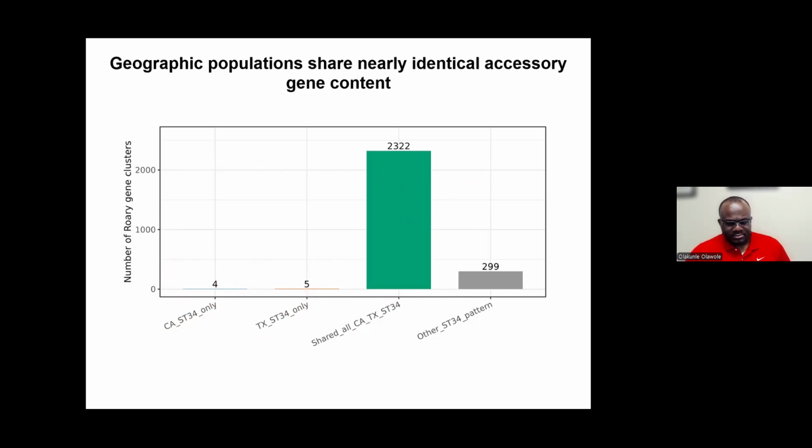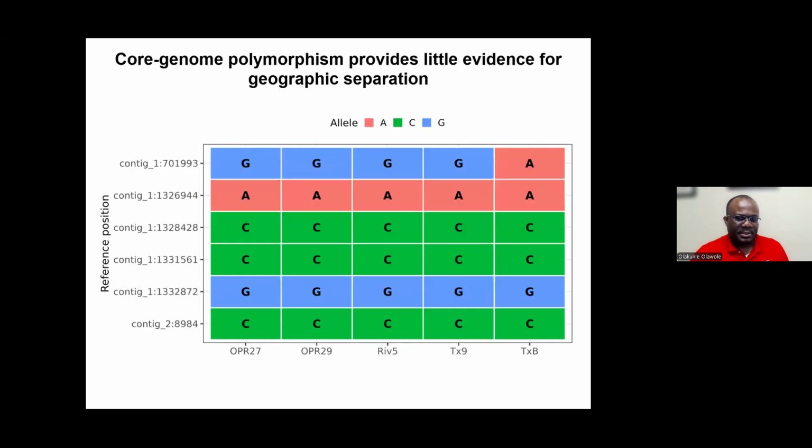And so this result indicates that geography contributes very little to the ancestry genome variation within the ST34. So the next thing I wanted to find out was, why not go into the core genome and see if what is driving these observed differences is probably genetic variation in terms of single nucleotide polymorphisms.